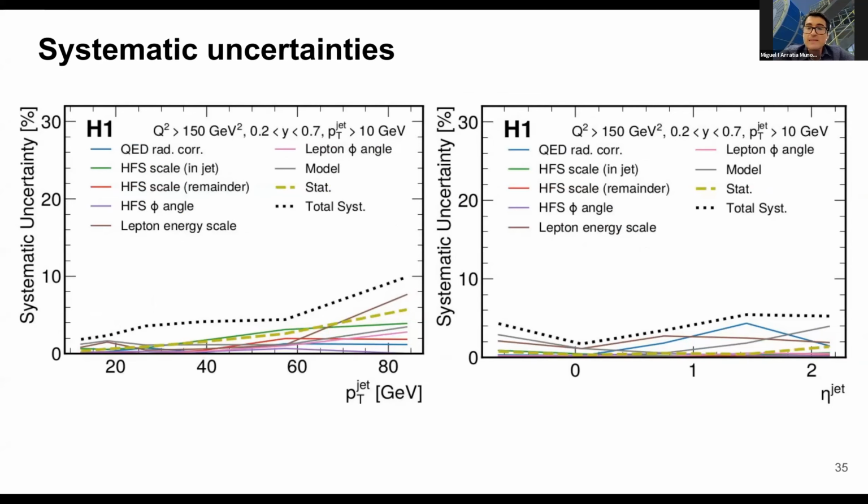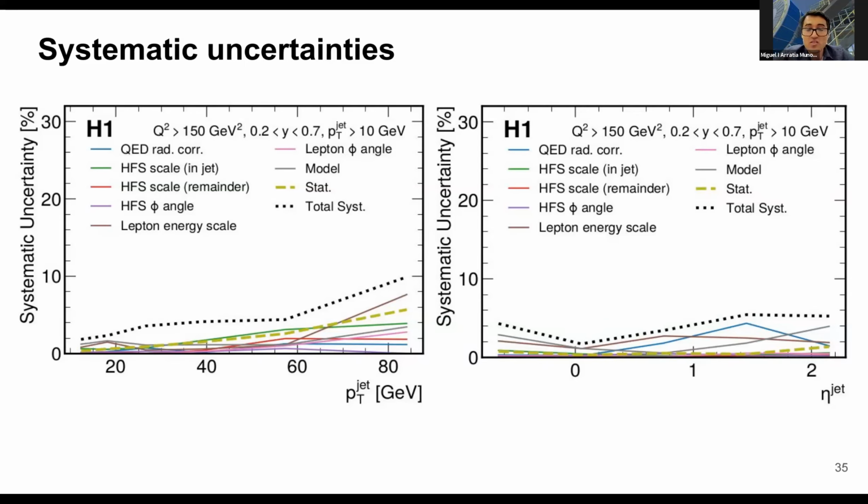The black dotted line represents the total uncertainty, and on the left-hand side, I show you the total uncertainty for the transverse momentum, and on the right-hand side, the pseudorapidity. The breakdown of the different systematic sources is shown here in different colors. They involve how well we measure the energy scale that affects the hadronic final state measurement, how well we measure the azimuthal angle of the hadronic final state, how well we measure the electron energy, how well we measure the azimuthal angle of the electron, and they are related to the unfolding process. How that unfolding depends on the underlying model that we need to put in the Monte Carlo.